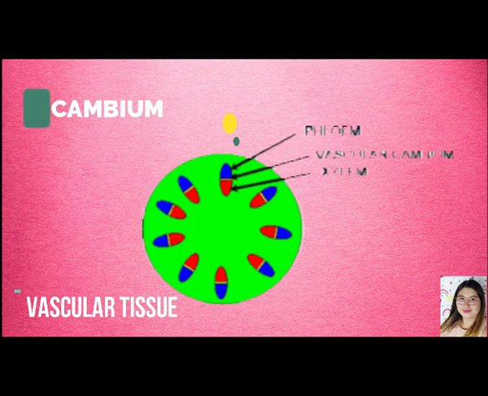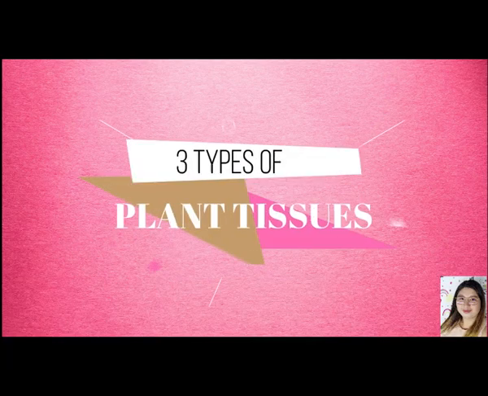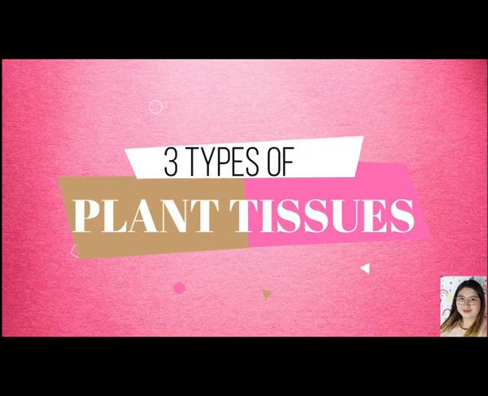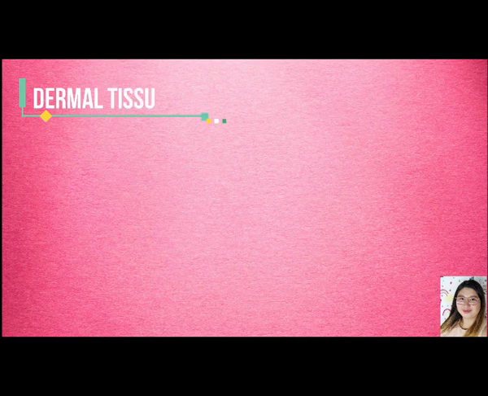So, kung food ang dadaan, dito ka lang sa side na to. Kung water, dito ka lang sa side na ito. So, again, xylem is for water and phloem is for your food. Okay. So, just a quick recap. In our plant tissues and cells, meron tayong tatlong klase. The dermal tissue, the ground tissue, and our vascular tissue.